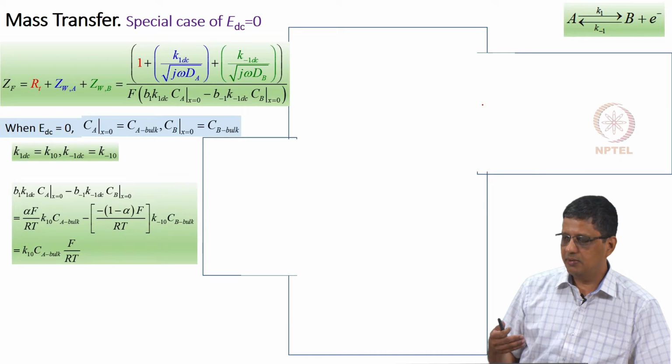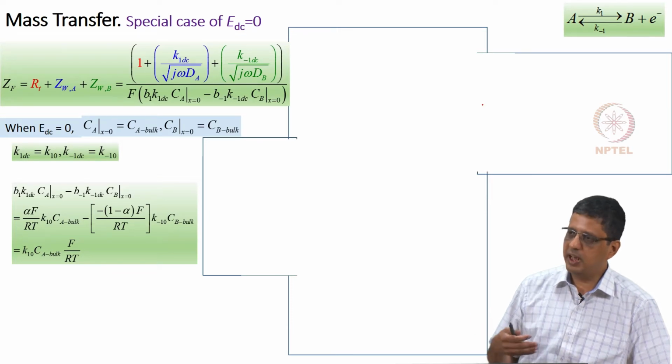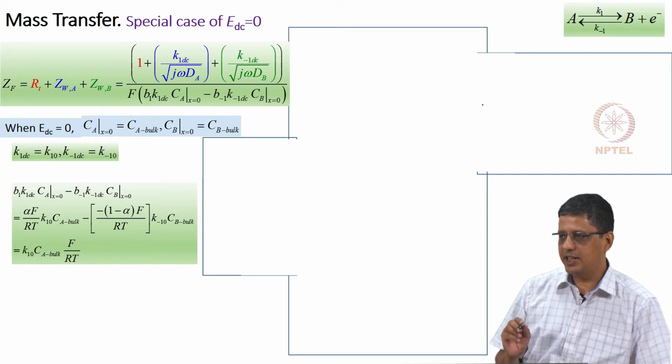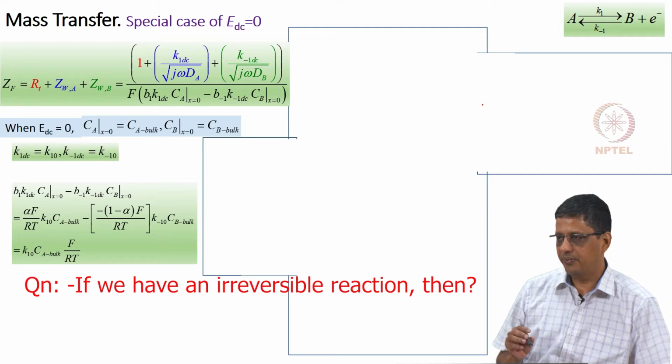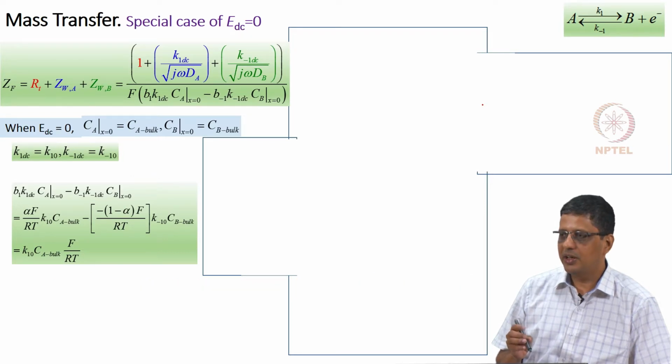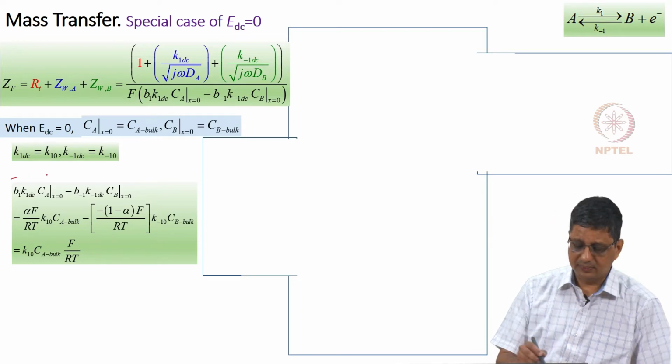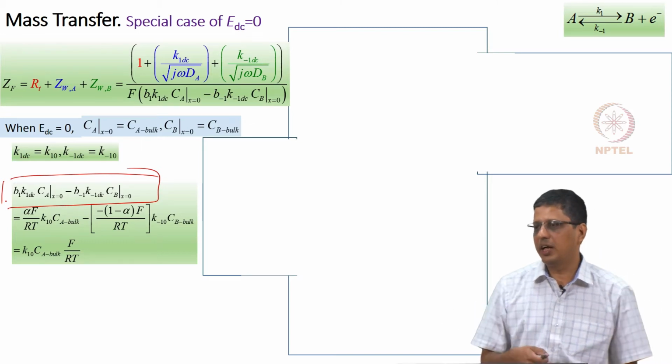Both reactions will happen at equal rate, both may happen at a fast rate or both may happen at a slow rate, but the net reaction rate is 0. So, if you have an irreversible reaction, then you can't have a reversible reaction and expect equilibrium. This open circuit potential here is the equilibrium potential, because there is no other reaction.